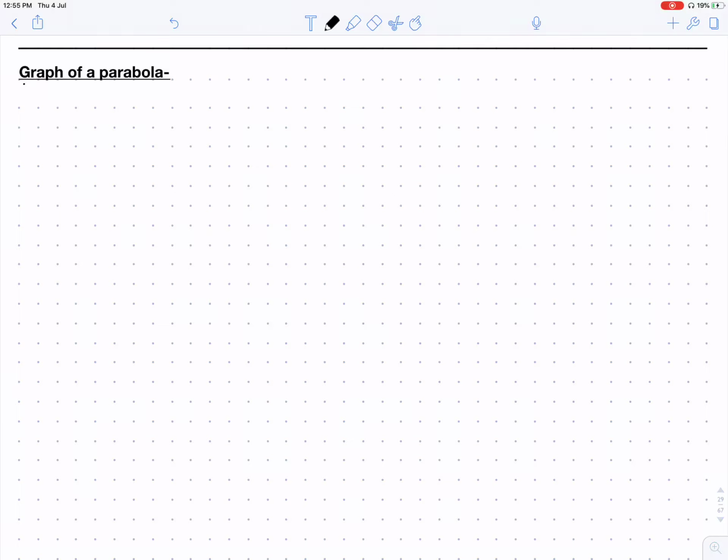Let's see the graph of a parabola. Any equation given in the format y is equal to ax square plus bx plus c is actually called a parabola. It has a particular shape. We'll be discussing this shape.